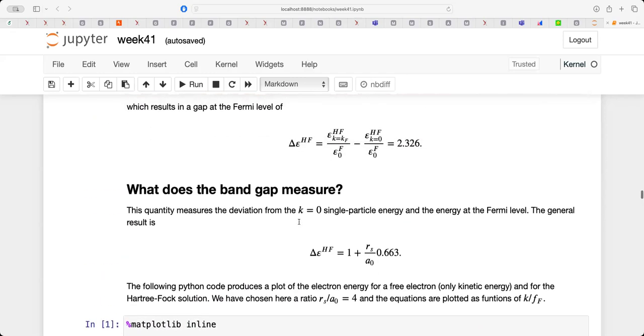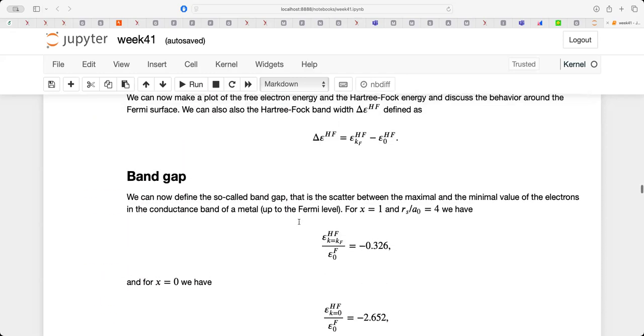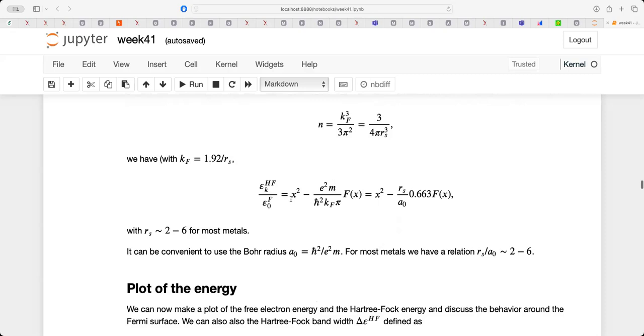So what we're going to do shortly is to take this equation which we have here and make a Taylor expansion around the Fermi level. That introduces something called an effective mass, which is related to the higher order derivatives. You know that when you make a Taylor expansion, you have the first derivative, the second derivative, et cetera. And the first derivative is obviously given by the derivative of this epsilon k Hartree-Fock.